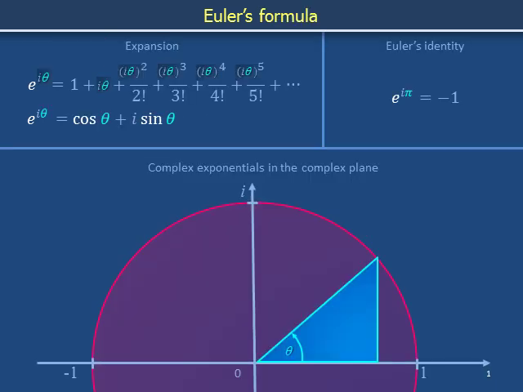In this video, we demonstrated Euler's formula, e to the i theta equals cosine of theta plus i sine of theta. We illustrated complex exponentials in the complex plane, and we presented Euler's identity, e to the i pi equals -1.